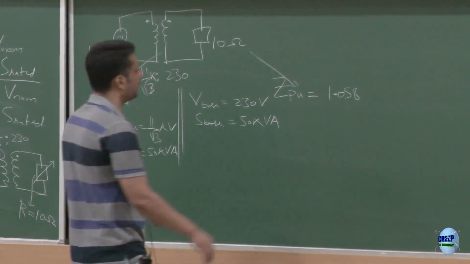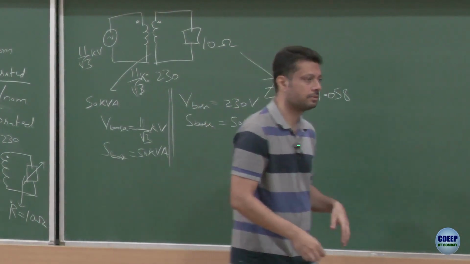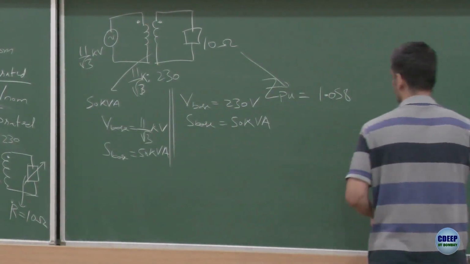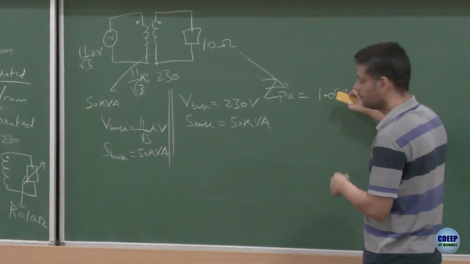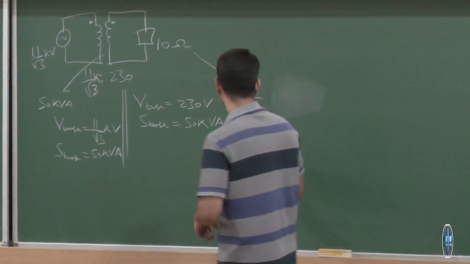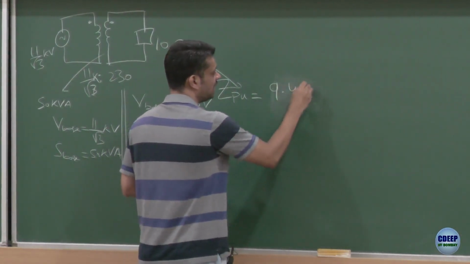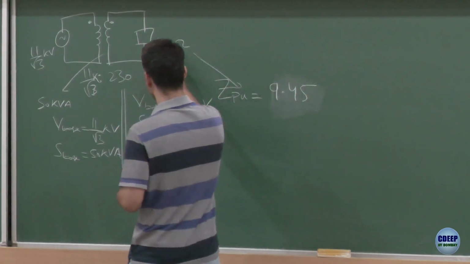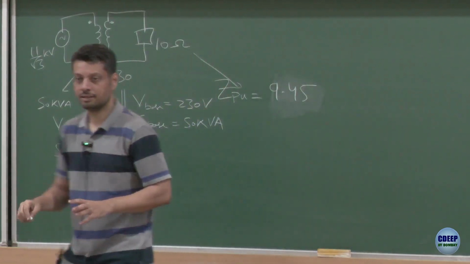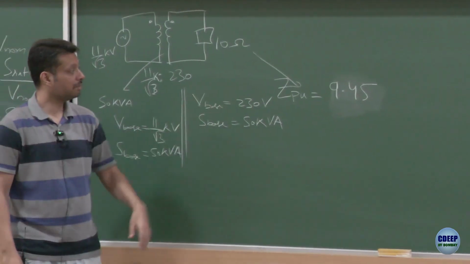Oh, Z base, no, I want Z per unit. Oh, Z base is this Z? No, I want Z per unit. Oh my God. Yeah. Is this sure? Did you calculate Z base everything correctly in terms of ohm, right? So it's coming out to be 9.45.